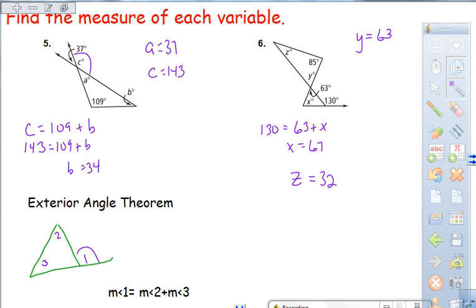So from this lesson, you need to know how to prove the triangle sum theorem, and you also need to add the exterior angle theorem. This concludes my lesson. Are there any questions?